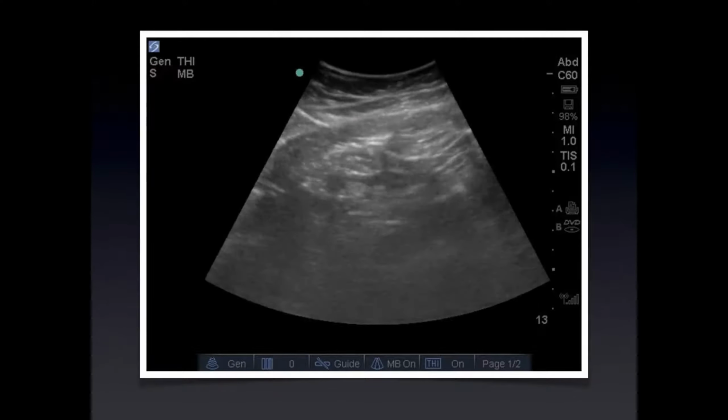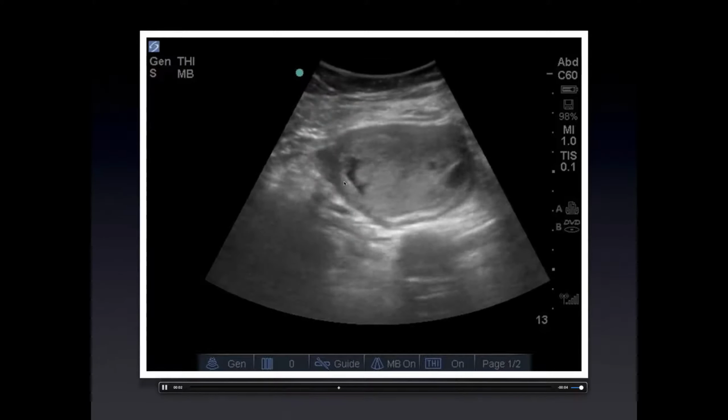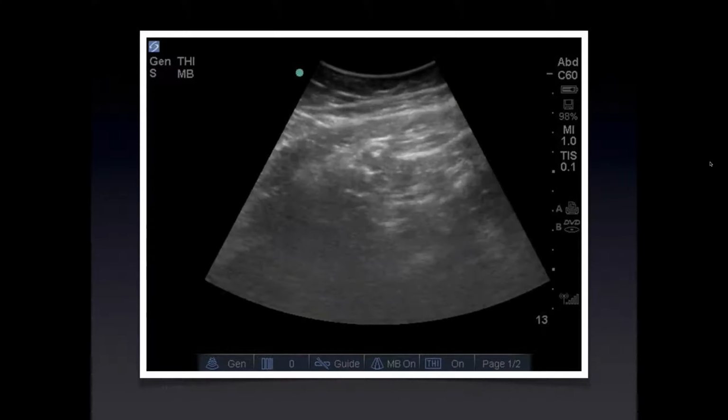Same thing in transverse plane. Take a look at that. Bladder here. Really all we're seeing is a thickened endometrium with some gestational sac fluid around it.